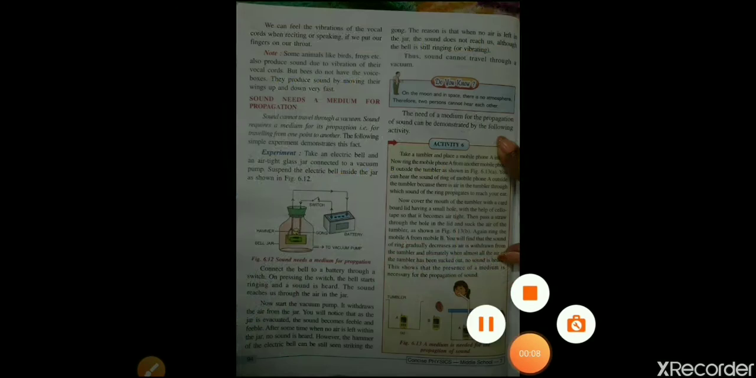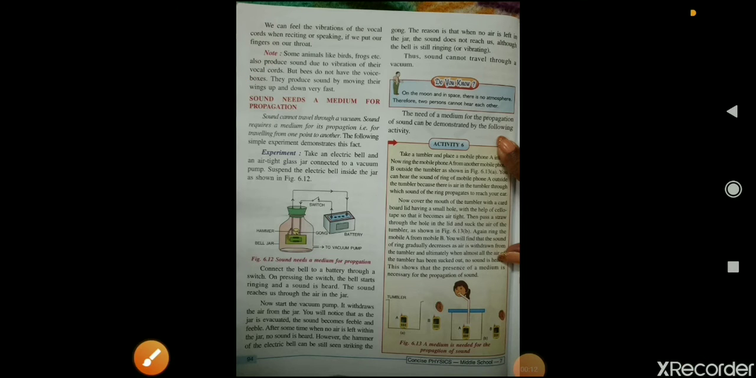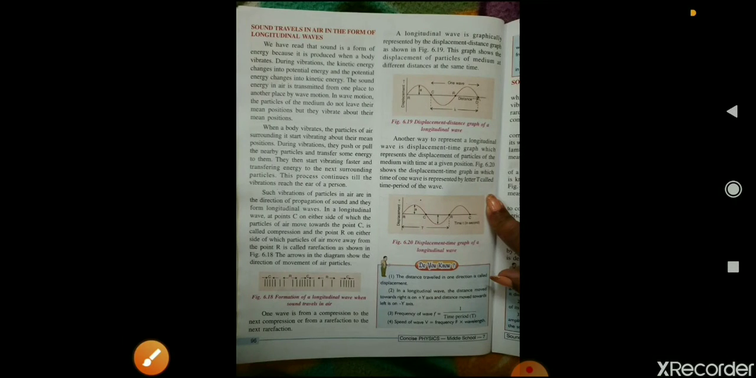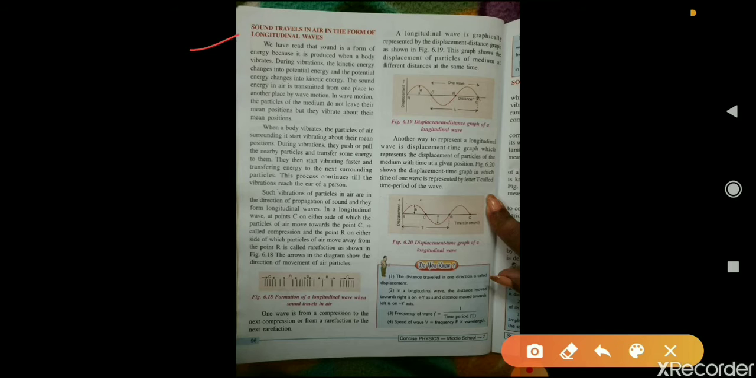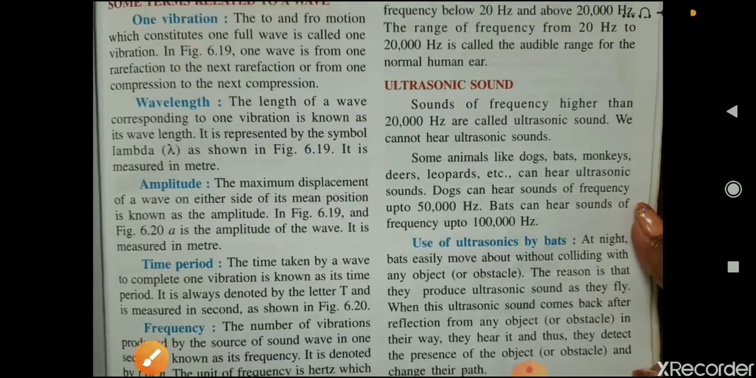Students, in my previous video I explained to you that sound needs a medium for propagation, and also that sound travels in air in the form of longitudinal waves. Now today in this video we will discuss the terms related to a wave.